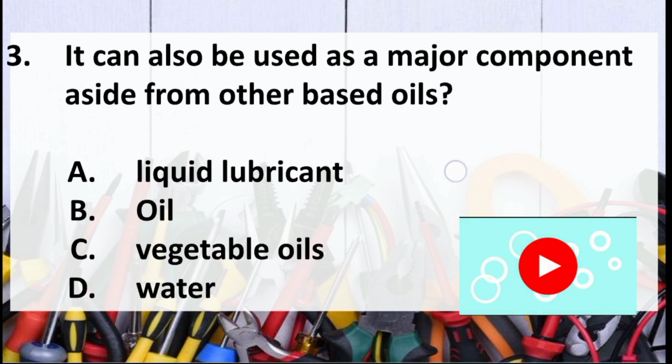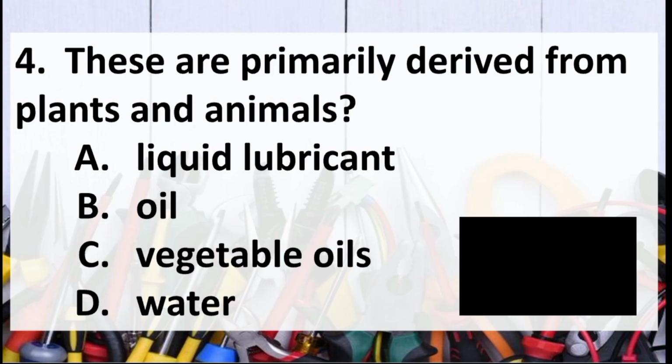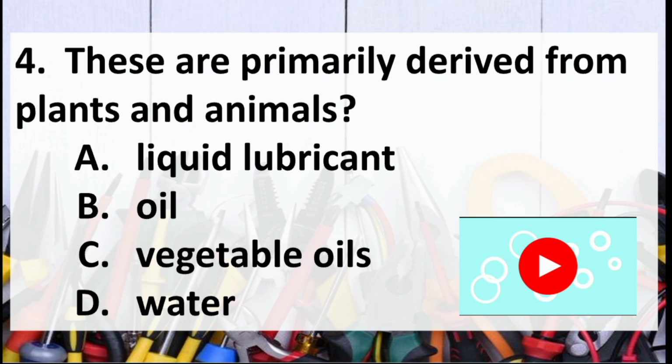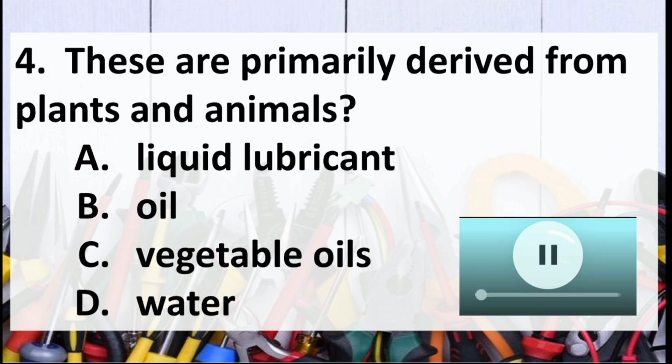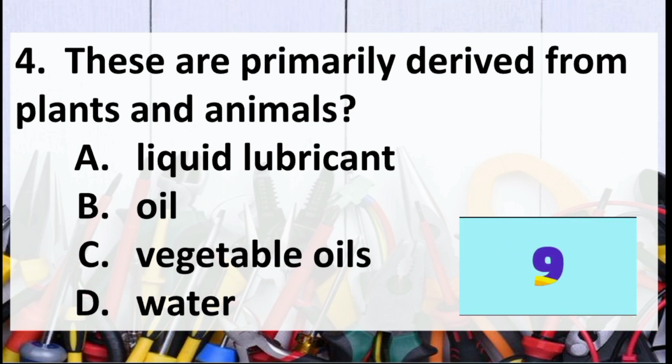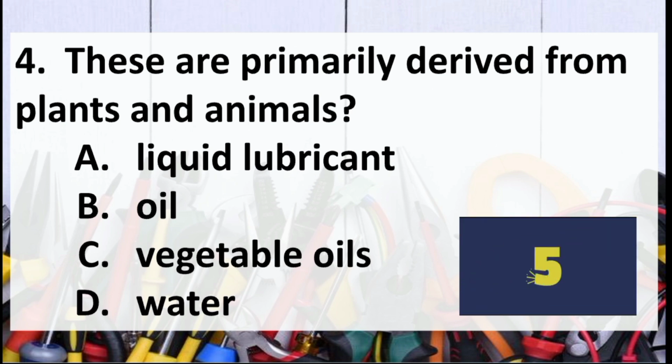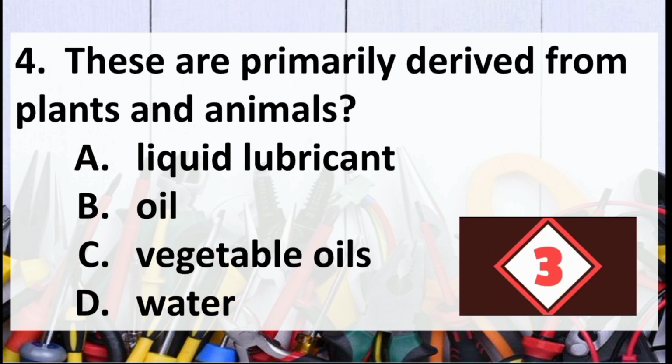Okay, and then let's move on to the fourth question, class. These are primarily derived from plants and animals. You have 10 seconds to answer, class. The choices are A, liquid lubricant, B, oil, C, vegetable oil, D, water.